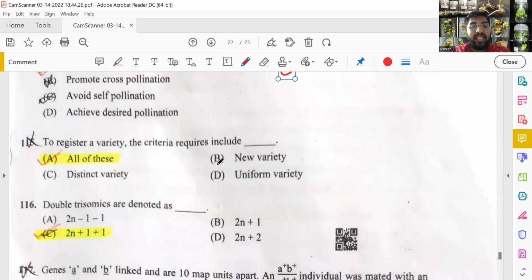To register a variety, the following criteria should be met. It should be a distinct variety, it should be a new variety, and it should be uniform. So if all these three are there, you can register a variety. A variety is a plant species or new varieties, we say, right?